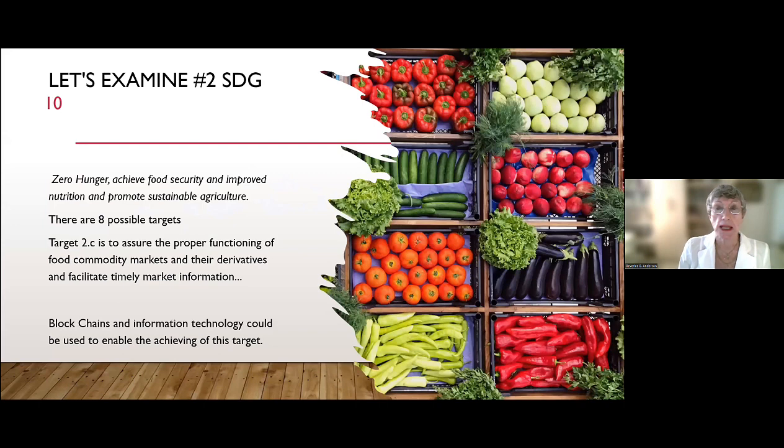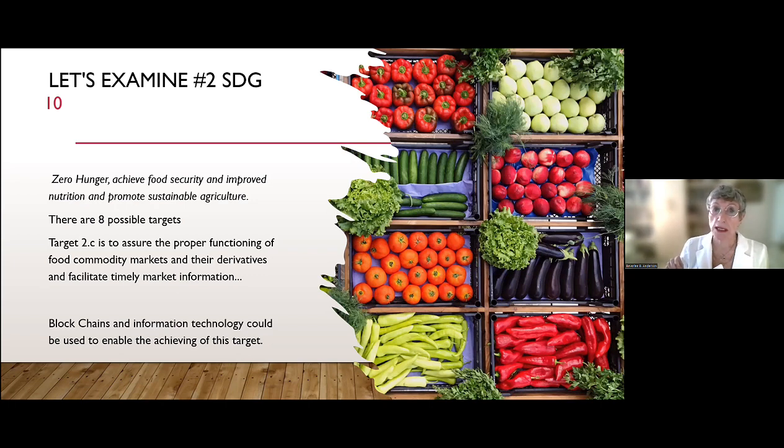Now I'd like to relate this by giving just one example. I'm going to pick one SDG and ask, how can AI help this SDG? The one I chose was zero hunger: to achieve food security and improve nutrition and promote sustainable agriculture. Now, there are 8 possible targets associated with this particular SDG. I just selected 2 to talk about in this presentation.